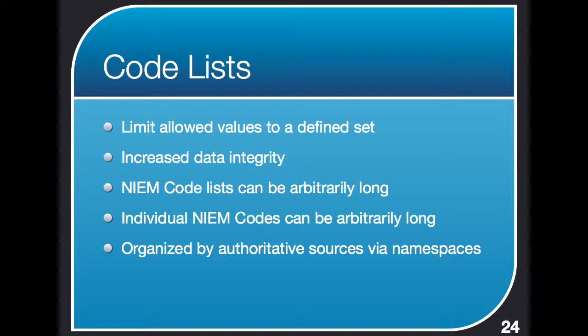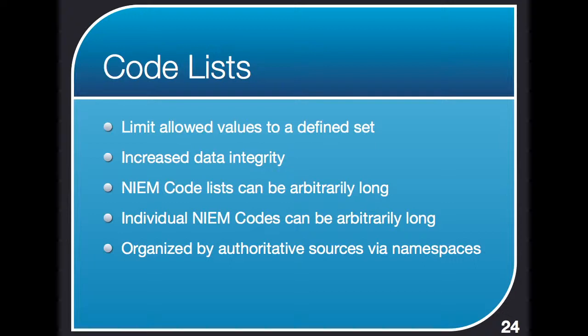Now, NIEM code lists can be arbitrarily long. They can have really as many codes as you need. They don't have to be short, and some of the NIEM code tables are thousands of codes long. They really are. There's some really long ones. So they can be arbitrarily long. Individual codes in a code table can also be arbitrarily long. They're not limited to 3 characters.